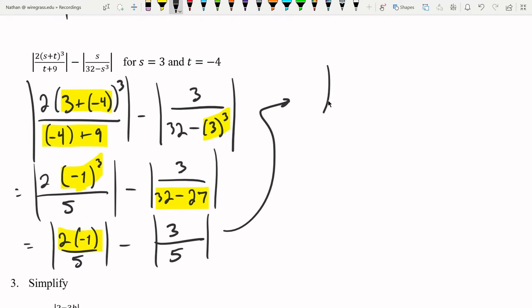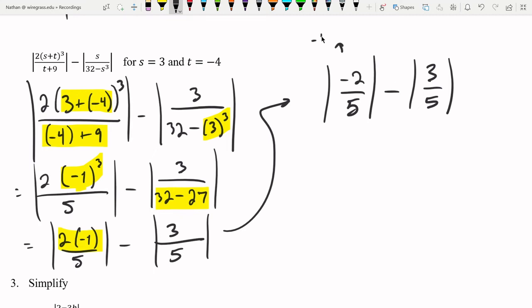That's going to be negative 2 over 5 minus 3 over 5. At this point, you can translate these into decimals. This first one's going to be negative 0.4. This one's going to be 0.6, but we commonly leave fractions inside answers. So I'm just going to leave it as a fraction and just think of the fraction as a number.